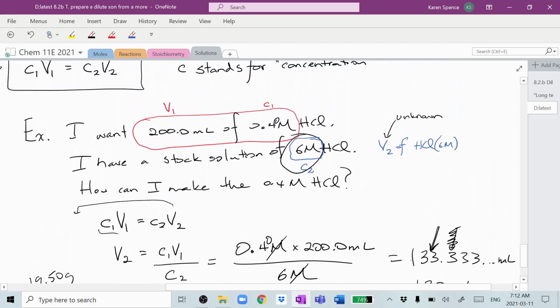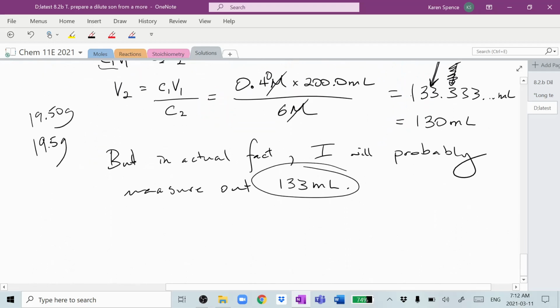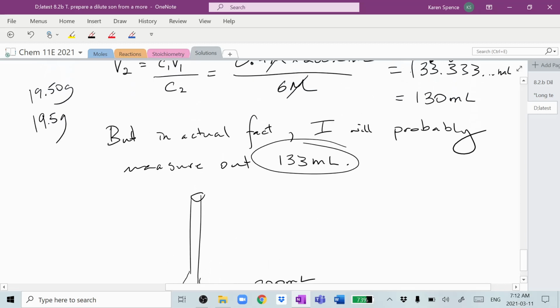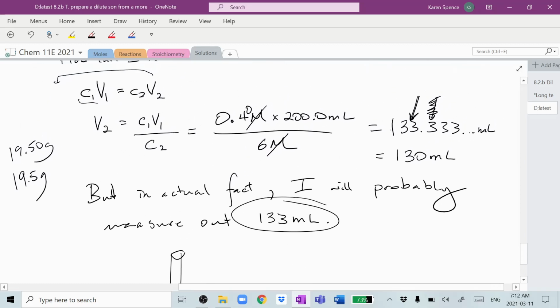I want, what did I want? 200 milliliters. So I am going to go get myself a volumetric flask. And it's going to be a 200. This sounds like a really wrong number. 0.4. It is. It should be 13.3. I'm so sorry. 13.333 milliliters, which we're going to measure as 13.3 milliliters.